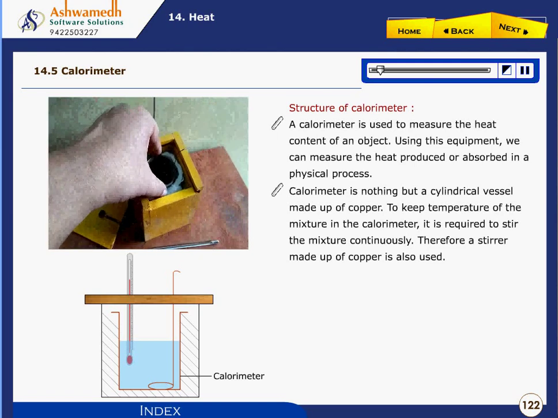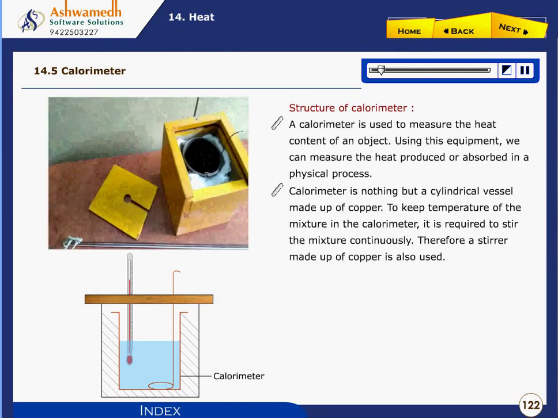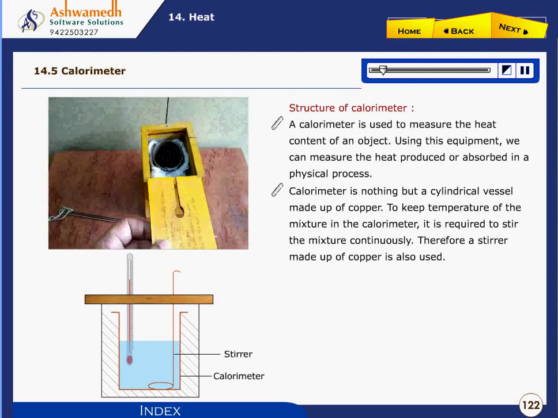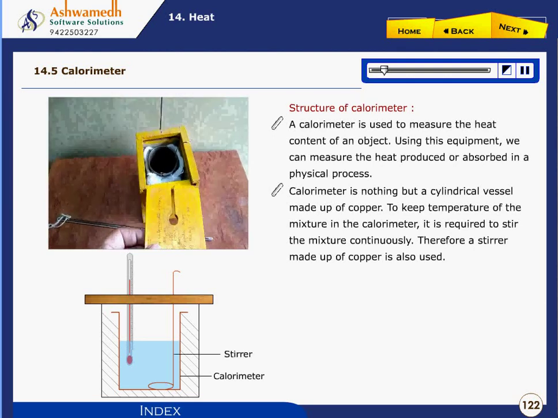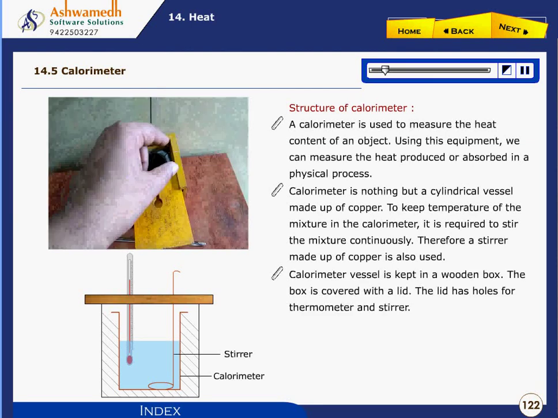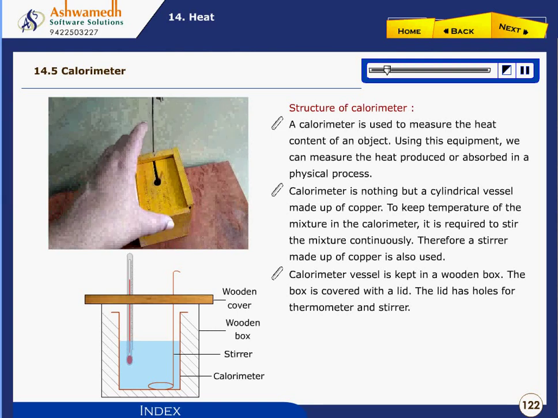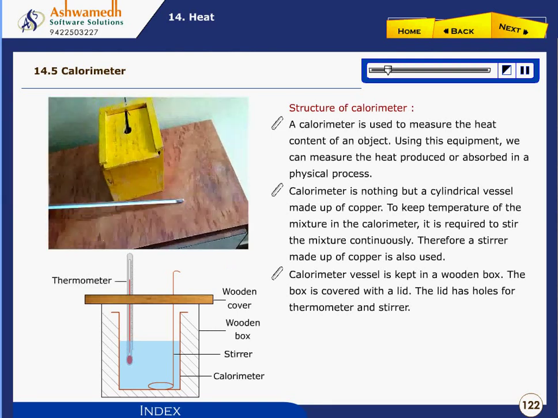To keep the temperature of the mixture in the calorimeter uniform, it is required to stir the mixture continuously. Therefore, a stirrer made up of copper is also used. Calorimeter vessel is kept in a wooden box. The box is covered with a lid. The lid has holes for a thermometer and a stirrer.